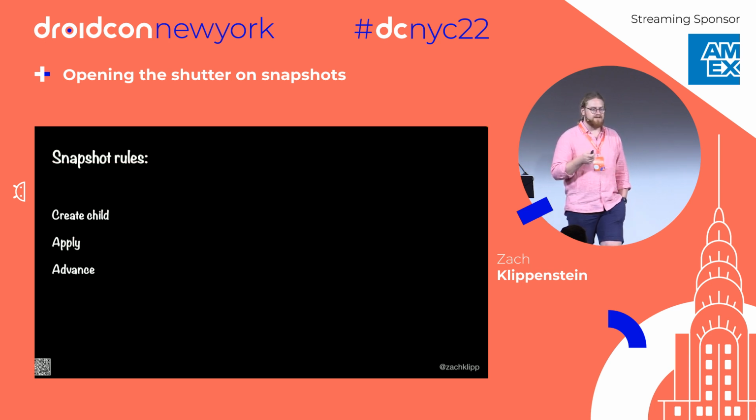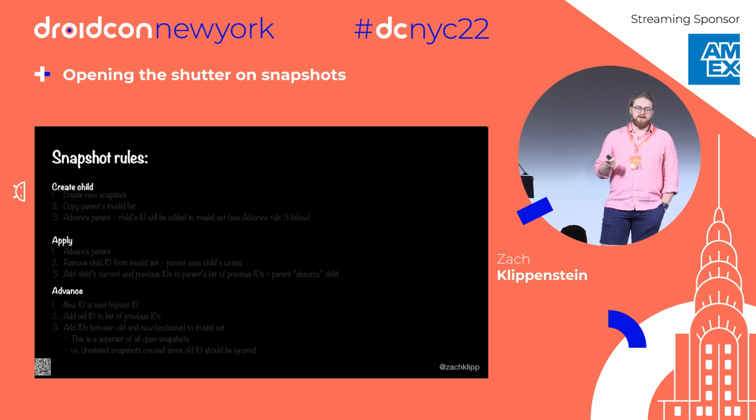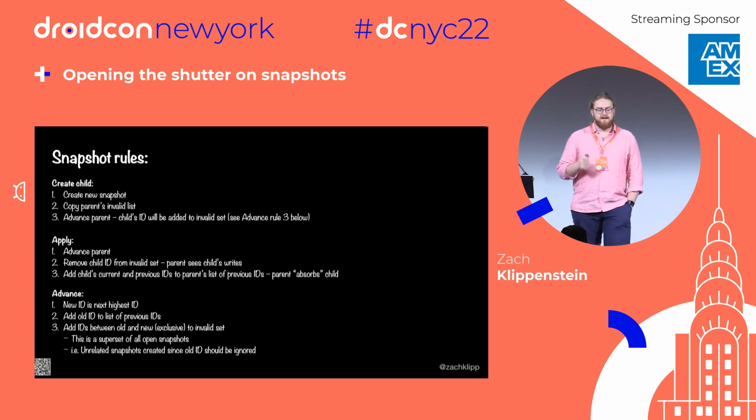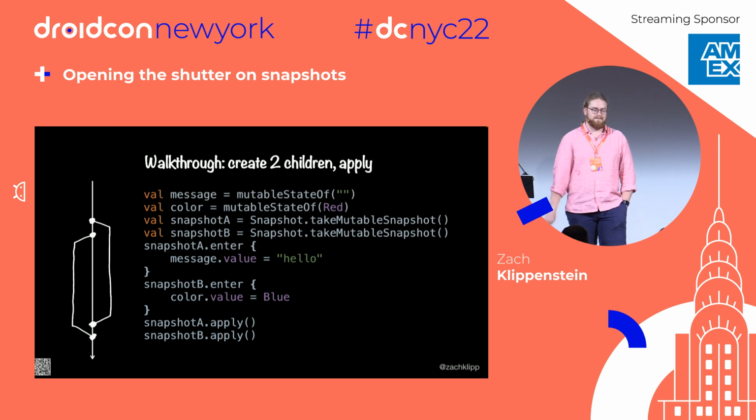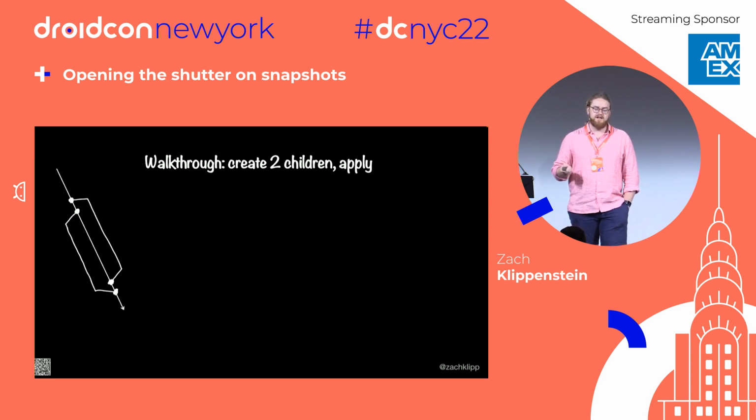So there are three main rules here: creating a child, applying a child, and advancing. These are the steps that we walked through. I'll have this slide here as a reference, but we just went through it, and I'll go through a few more examples to make this a little bit more interesting. So let's create 2 state objects now, and take 2 snapshots, and then have each snapshot change a different state object.